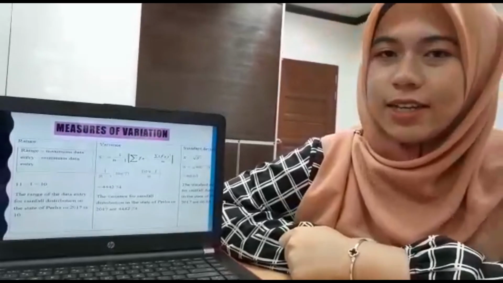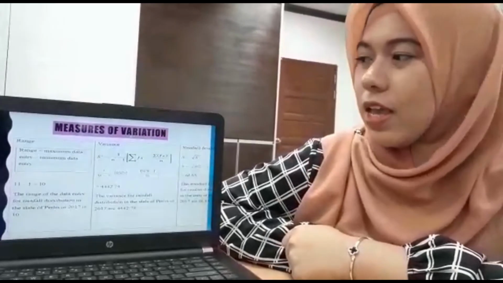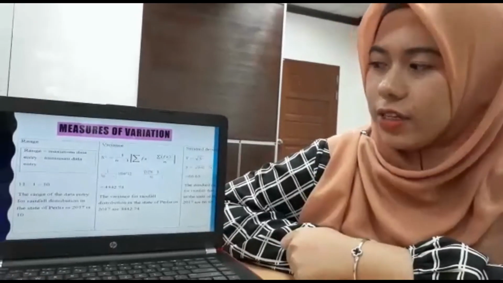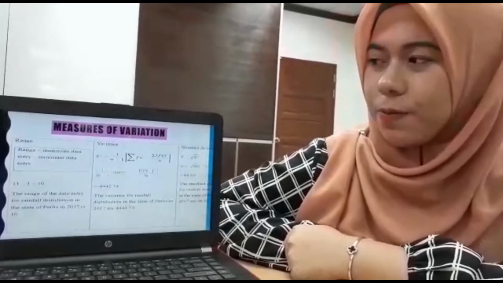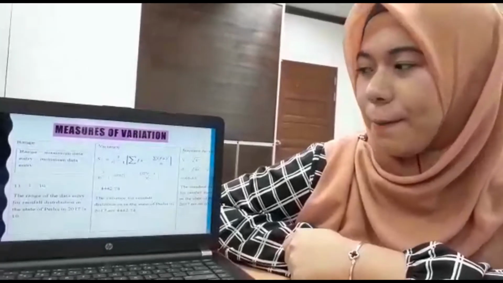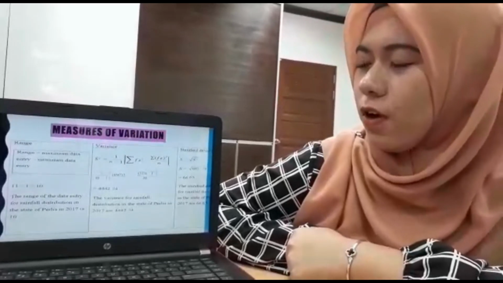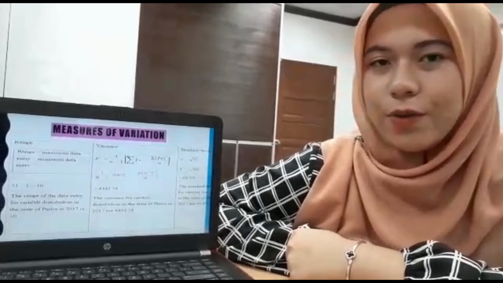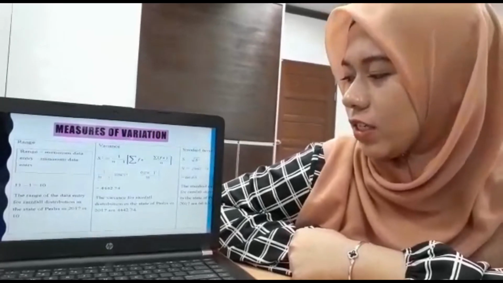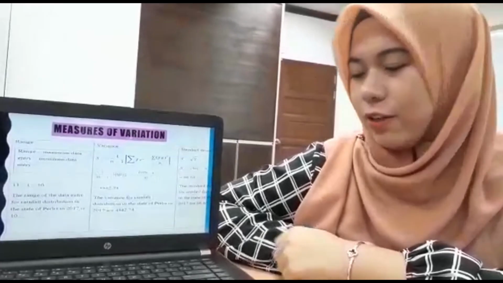The second is measure of variation. Measure of variation includes range, variance, and standard deviation. For range, we get 10, and variance, we get 4,442.74, and standard deviation, we get 66.65.